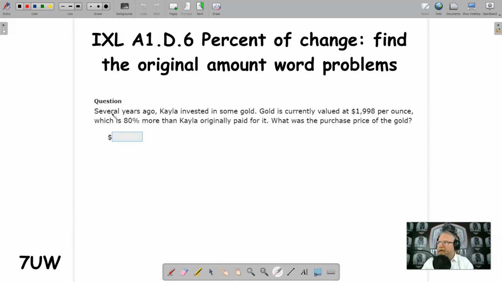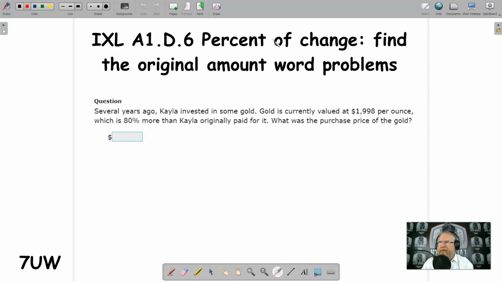So our first question says, several years ago, Kayla invested in some gold. Gold is currently valued at $1,998 per ounce, which is 80% more than Kayla originally paid for it. What was the purchase price of the gold?